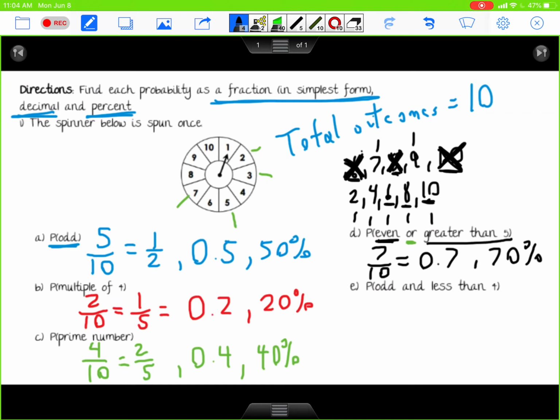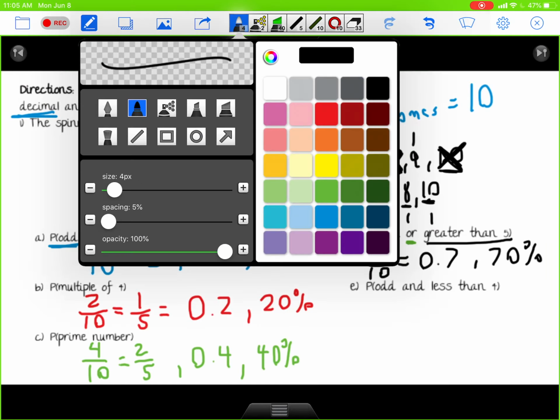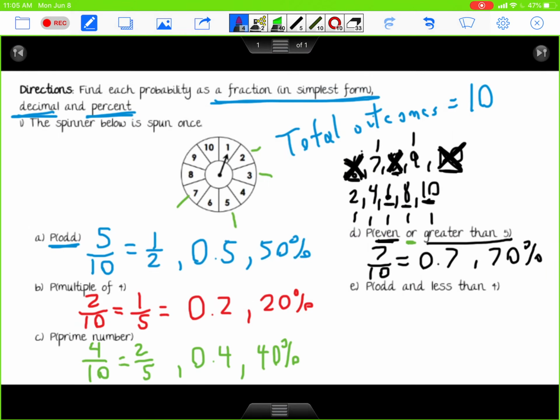Okay, whenever you have an OR statement, don't forget you should list out these numbers and then cross out any doubles. Okay, you only want one of each number. You're only counting each number once. Okay, so if you have a double, cross one of them out. Okay, and then lastly here we have and. And means it has to be both of those things. So the numbers you pick have to be odd and have to be less than 4.